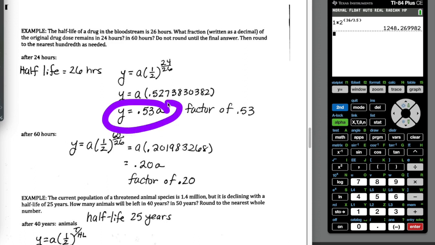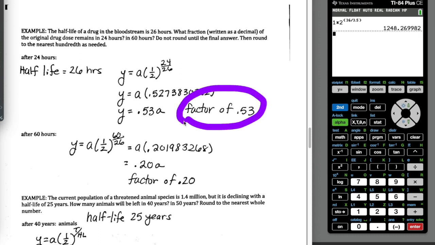So that means whatever I started with, A, I got 0.53 left of A, which is a little bit more than 50%, which makes sense because we haven't actually reached that half-life yet. We're close, but not quite. So we're going to say that we have a factor of 0.53 that's left.